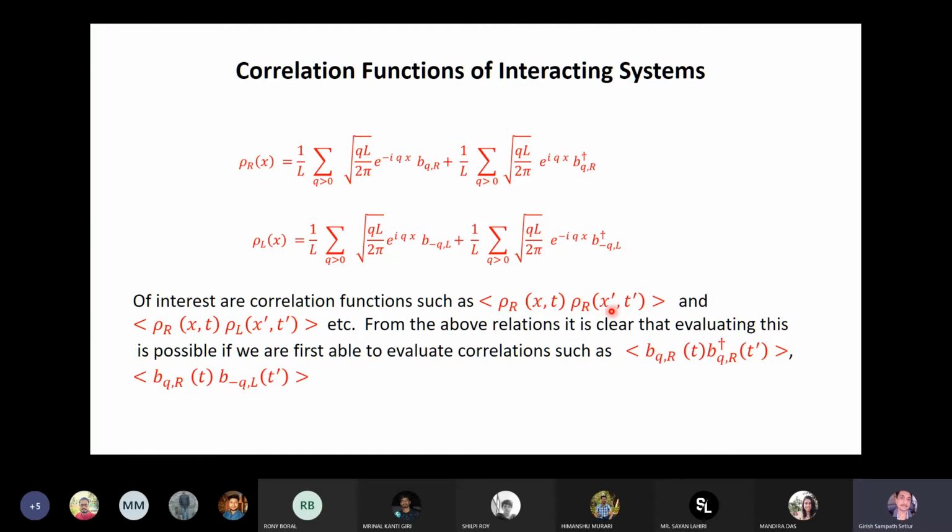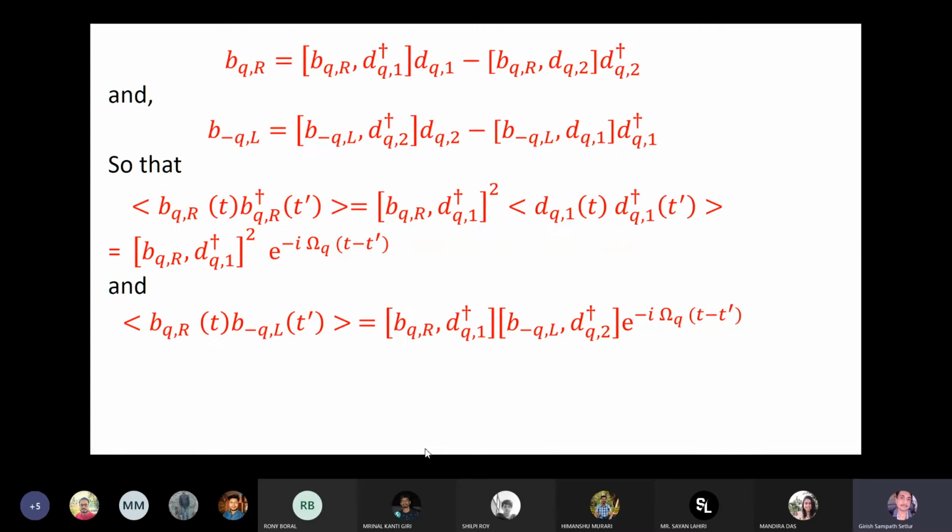These correlation functions can, of course, be expressed in terms of the correlations of the B's and B daggers. So now the question is, how would you find that? You find that by expressing the B's in terms of D's. Remember that we expressed the D's in terms of the B's, so you just have to invert it. The inversion is equally simple, it's this. You can verify this is also an identity.